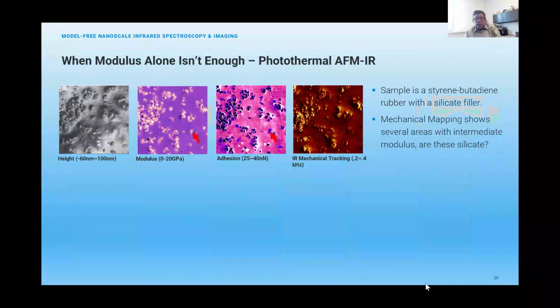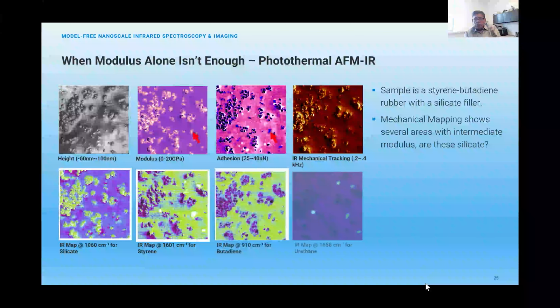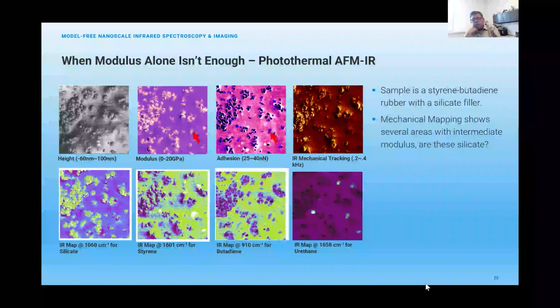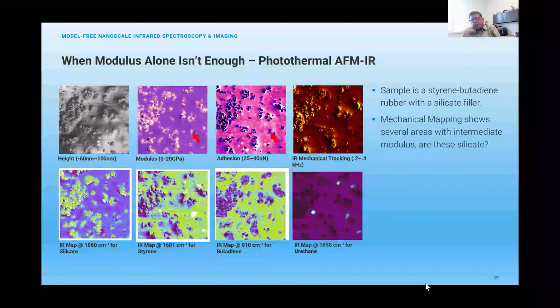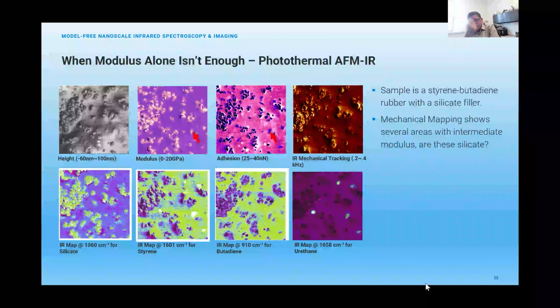So why is modulus alone not enough? This slide shows an example. At the top you see the topography, then a modulus image, and an adhesion image. In the modulus image, you can see different components that give different contrast. Brighter contrast means higher modulus, darker contrast means lower modulus. But we actually can't figure out what type of features we are looking at.